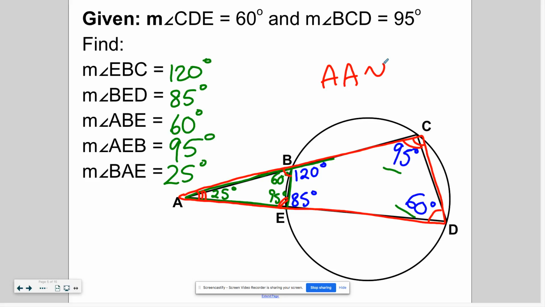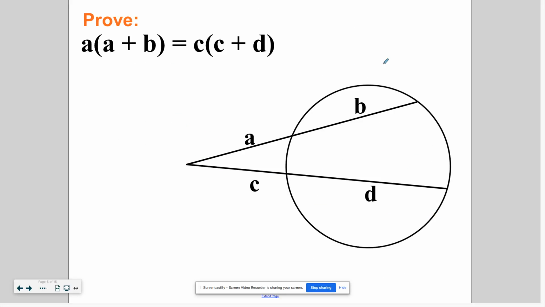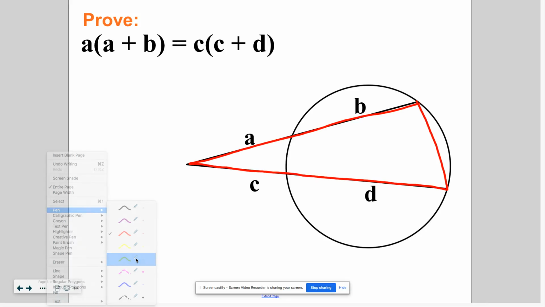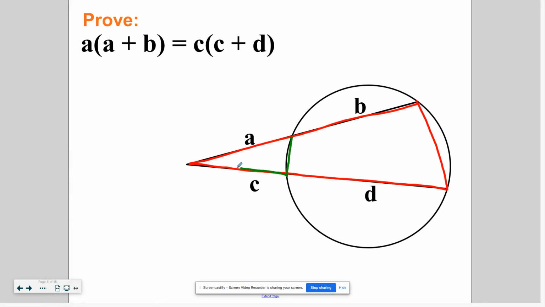If they're similar, then I can talk about their side lengths using proportions. So let's look at it in a little more general way. Again, here's one large triangle. Here's one smaller triangle, right? And we said that this angle had to be the same as this, and this one had to be the same as this, and this was the same as itself with reflexive.